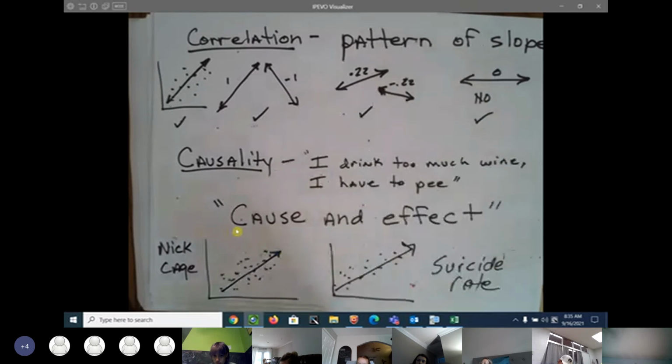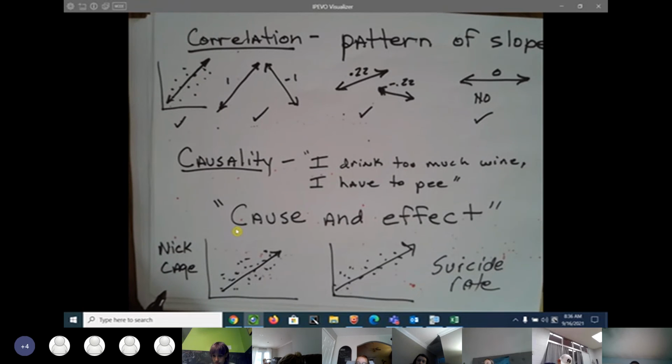Does that mean that Nicolas Cage movies cause suicides? Nobody's going to even say anything. I'm opening it up right there, and nobody's going to say a word.